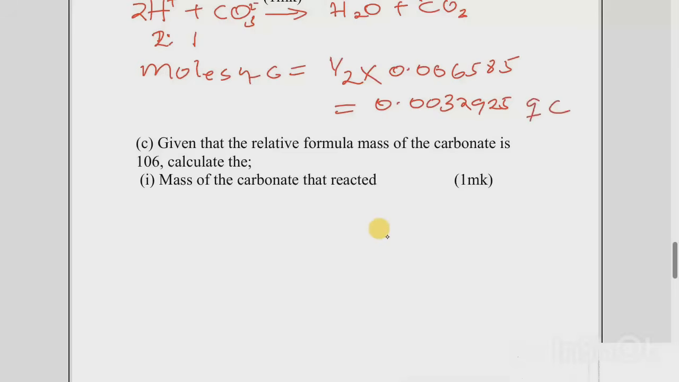This is the number of moles of C, the carbonate C. Given that the relative formula mass of carbonate C is 106, calculate the mass of the carbonate that reacted. So RFM, we have been given the RFM. So how do you get the mass? You can use this formula. You remember this triangle? I have told you we have 3 triangles that are very important. We have this one, the basic one: moles, mass, RFM. RFM is the same as molar mass.